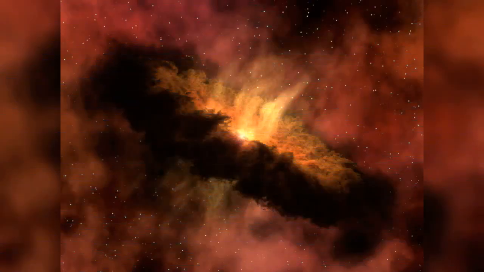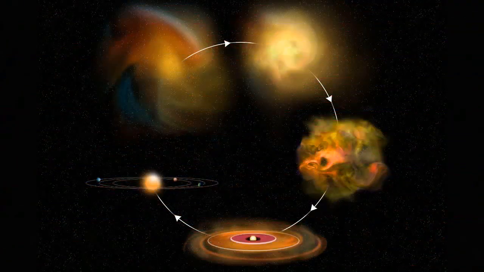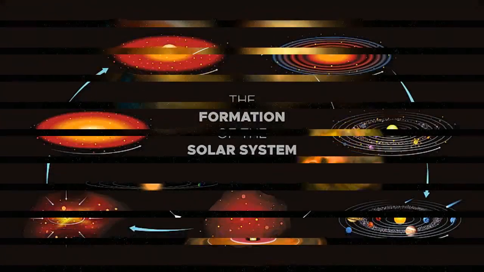1. Collapse of a molecular cloud. A nearby supernova explosion or a passing star's gravitational pull can trigger the collapse of a molecular cloud, causing it to contract under its own gravity.